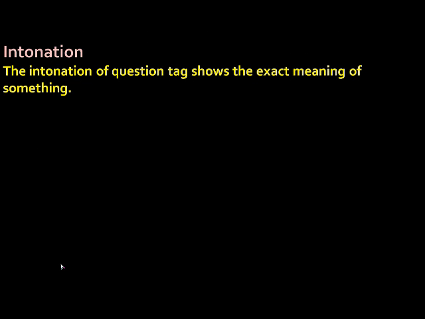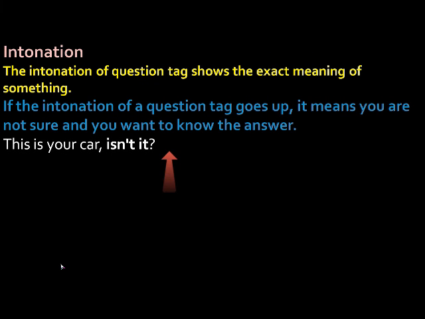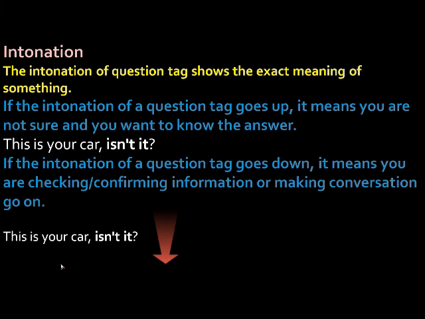Talk about intonation. The intonation of a question tag shows the exact meaning of something. So if the intonation of a question tag goes up, it means you're not sure and you want to know the answer, and you are putting up a question here. So, this is your car, isn't it? And if the intonation of a question tag goes down, it means you're checking, confirming information or making conversation go on, or you're reinforcing a statement that you just made and getting the listener to agree with you. So you could say, this is your car, isn't it? You're going down, and you're confirming.